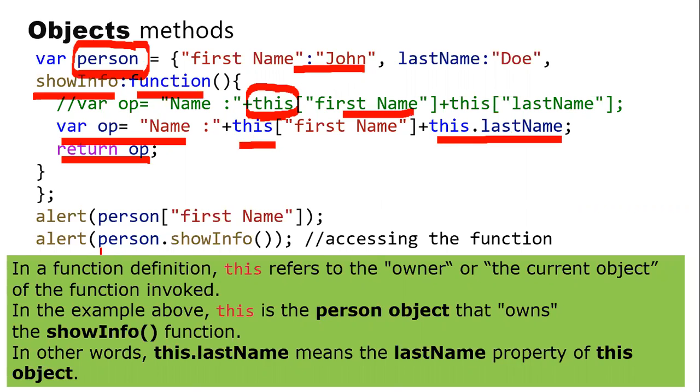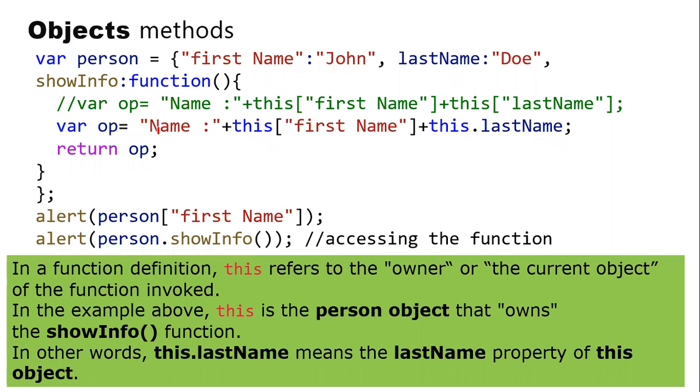Okay, if I want to call the method, I use the object name dot showInfo. showInfo is a method that we are defining. When I call this showInfo method, it automatically runs the showInfo method. Show info is a method.